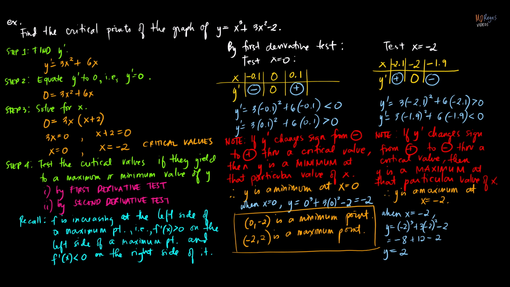So that's how you do the first derivative test. You just have to look at the change in the sign of y prime through a critical value. If y prime changes its sign from negative to positive, then you conclude that y is a minimum at that particular value of x. And if y prime changes its sign from positive to negative, then you conclude that y is a maximum at that particular value of x. Now, if y prime does not change sign through a critical value, then a critical value will not yield either a maxima or a minima.